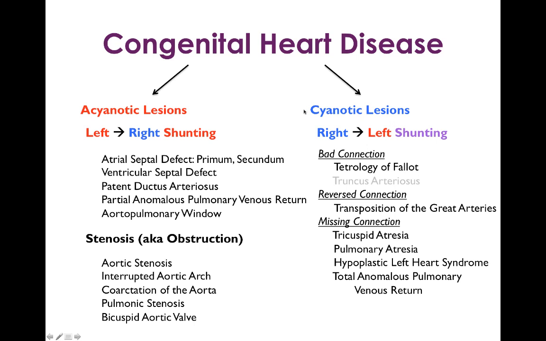The cyanotic lesions are the ones that give you right to left shunting, and broadly speaking, you could think of these lesions as lesions that give you sort of a bad connection, a reverse connection, or a missing connection. Now, the important concept to grasp here is that regardless of the lesion, whether or not the lesion has a shunt built into the description of it or not, there must be a shunt in order for the child to survive. So for example, transposition of the great arteries.